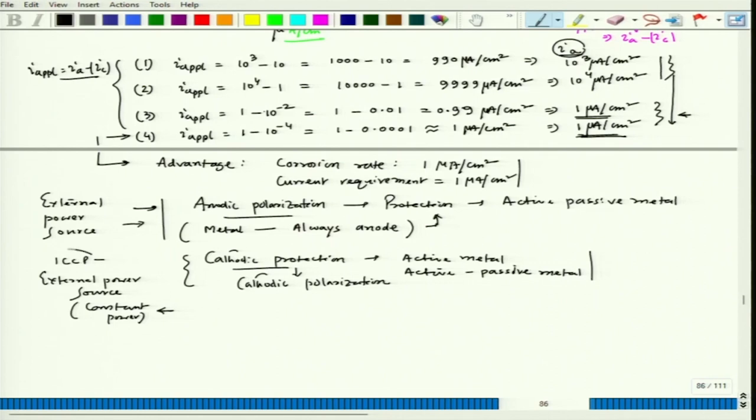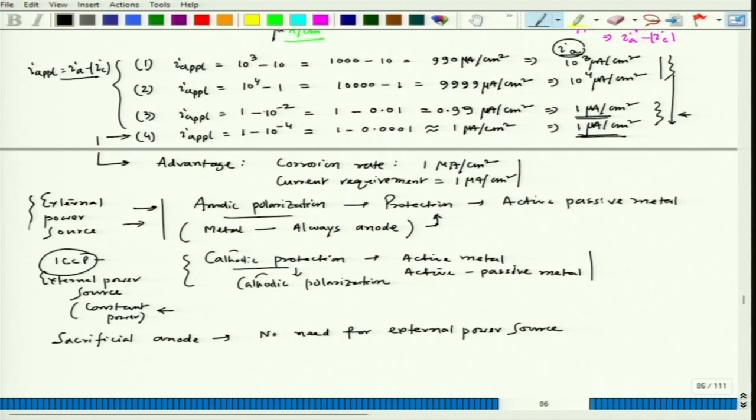So, ICCP needs an external power source, but a sacrificial anode, which also takes the potential of the metal which is to be protected to a lower value, that is cathodic polarization, needs no external power source. Fine. And in both cases, this external power source should be DC, or a direct current source.